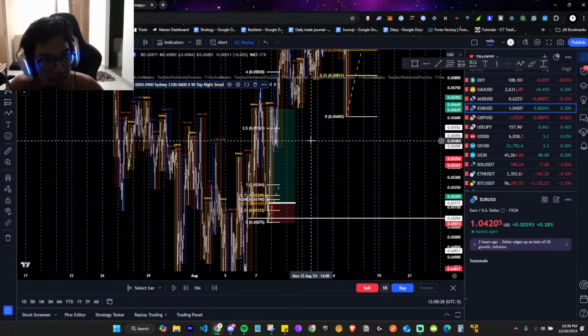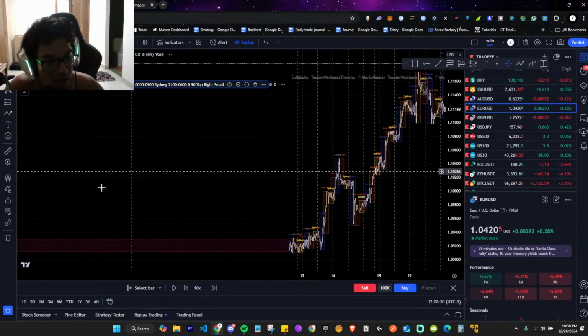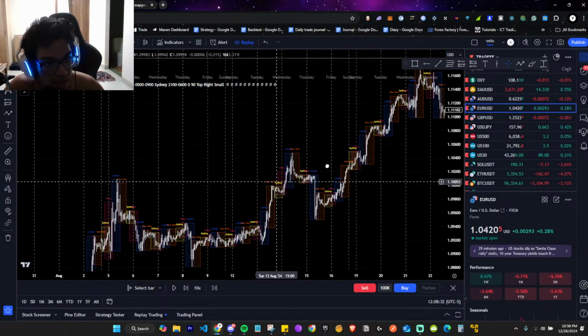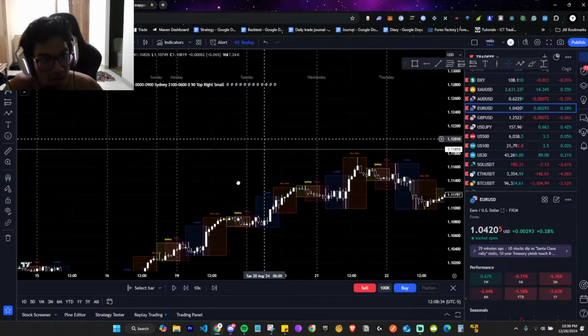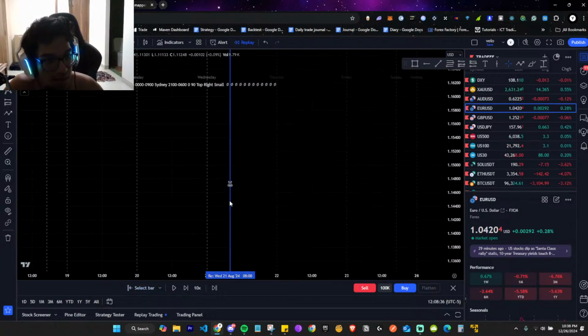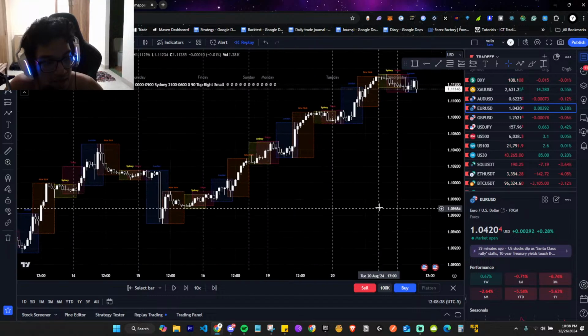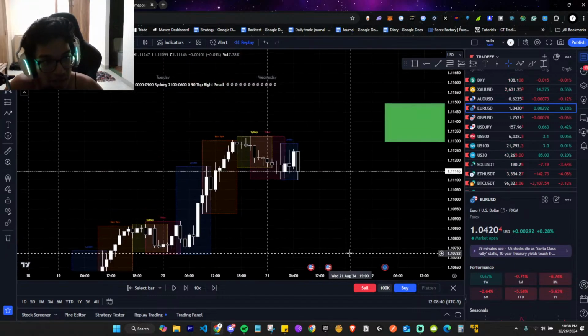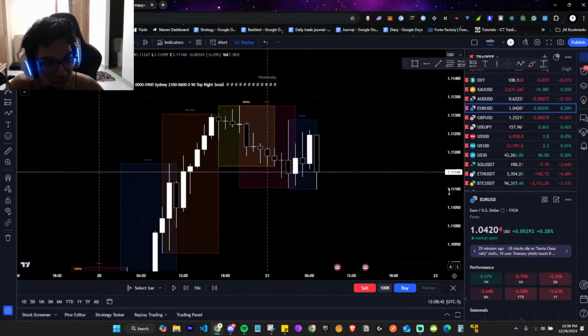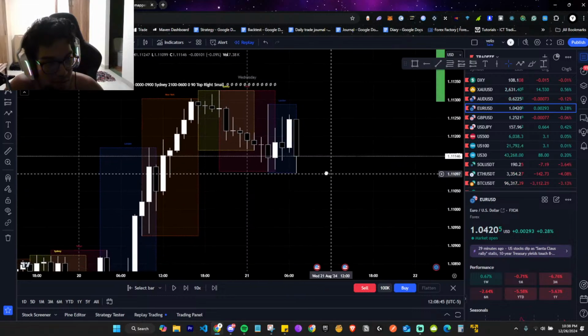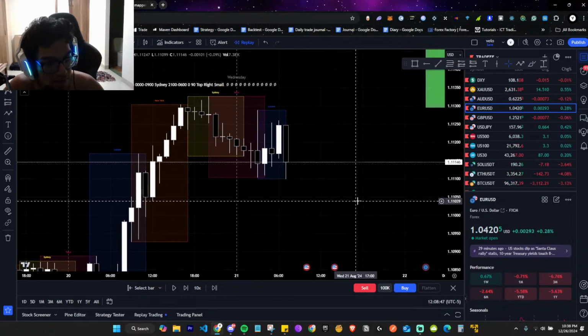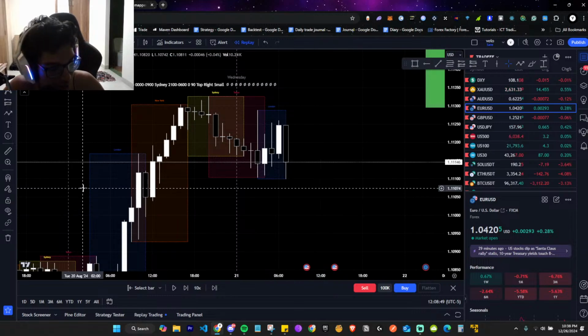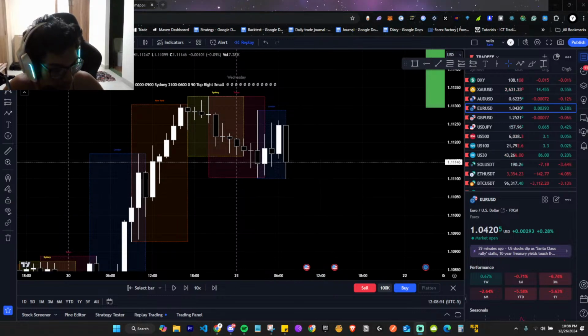A different pair, because I did backtest this on AUD USD, and it seems pretty good. So let's go to some random spot in time. Again, the weekly ranges apply regardless, and it seems like there's a lot of choppy price action here. Honestly, not the type of thing that I prefer.